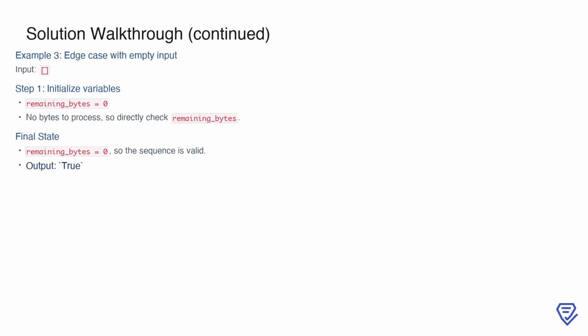In this final example, we consider an edge case where the input is an empty list. As usual, we start by initializing remaining_bytes to 0. Since there are no bytes to process, we directly check the value of remaining_bytes. With remaining_bytes still being 0, we conclude that the sequence is valid. This is because an empty input does not violate any UTF-8 rules. Therefore, the output for this case is true.